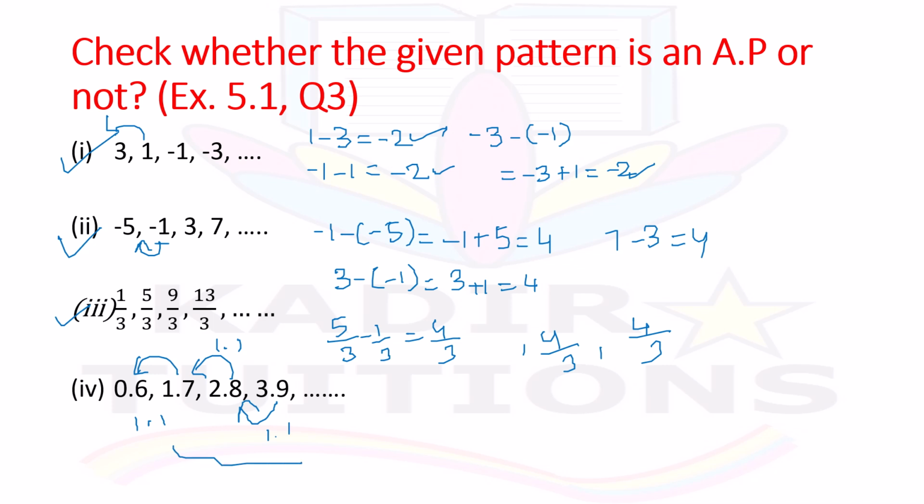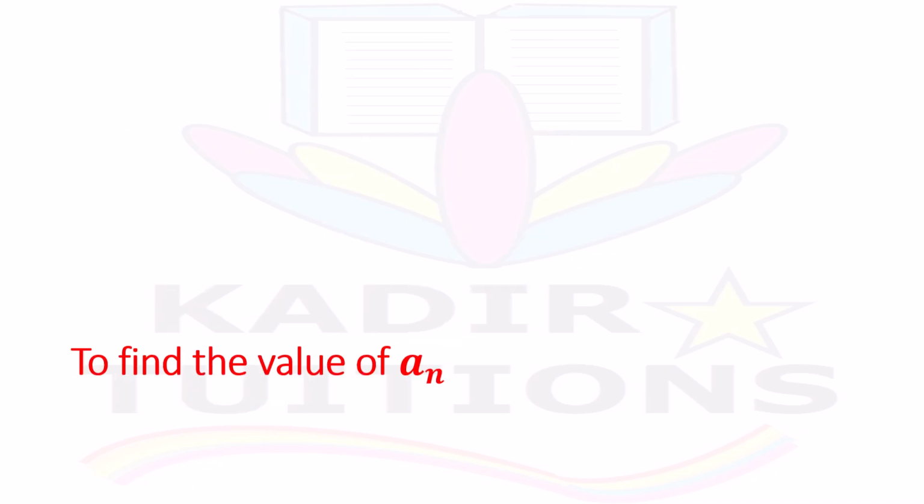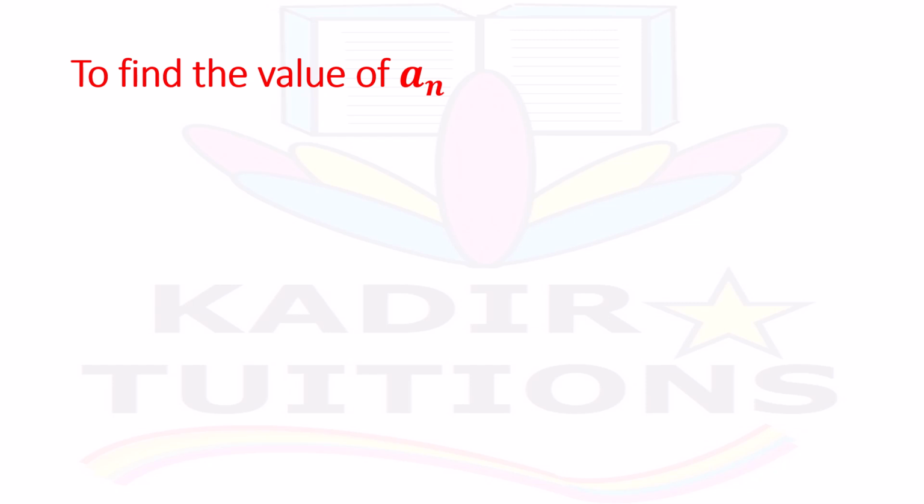Here also we have a common difference only, so this is also an AP. Next, we are going to find how to find the value of an. So what is an actually? It's nothing but the nth term. So maybe in a given number pattern or in a given AP, I want to know what is the 50th term of that AP. It means A50. I need to find this.